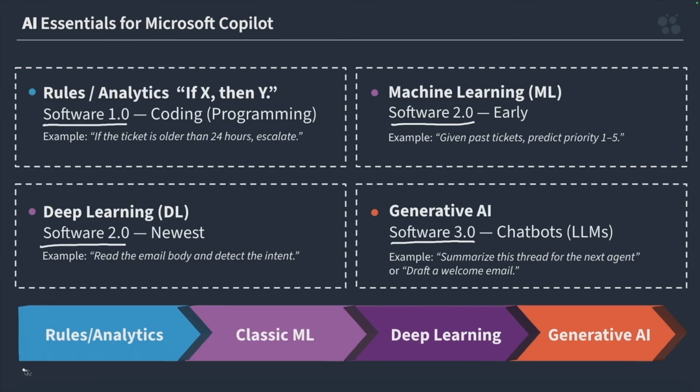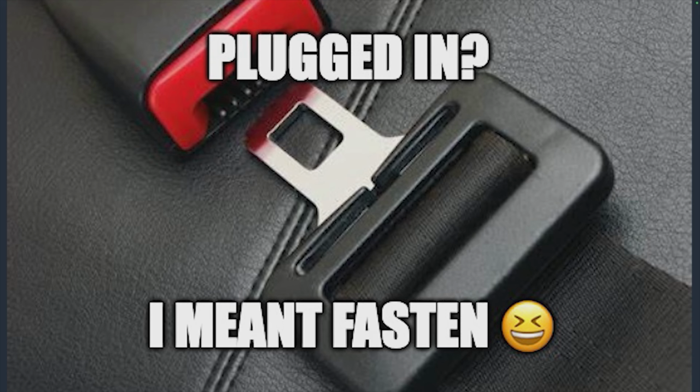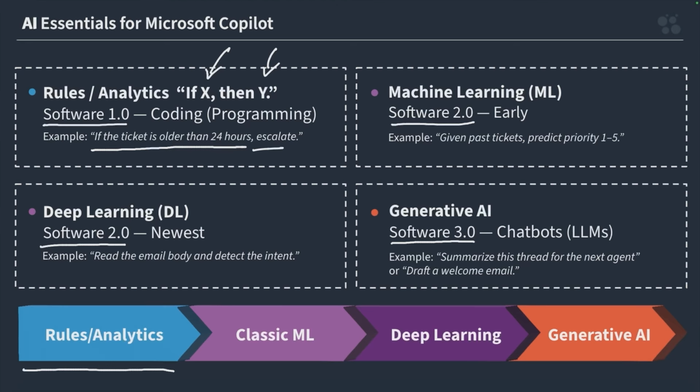So software 1.0 is basically just rules. If X, then Y. So you could also say, if the ticket is older than 24 hours, escalate. Or if your seatbelt's not plugged in, then the light goes off. So things like that. Very, very if X, then Y kind of thing. And that's just really rules. And sometimes we use analytics, but still that's all software 1.0.